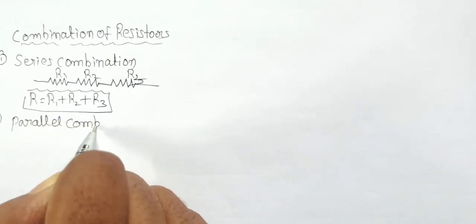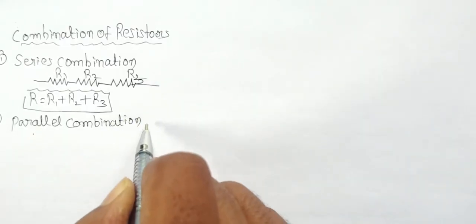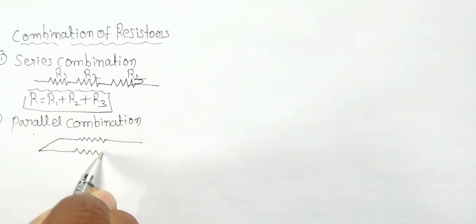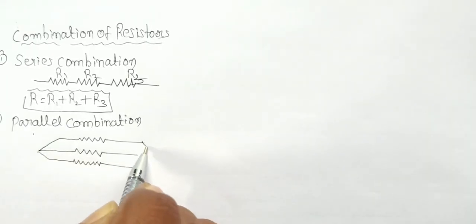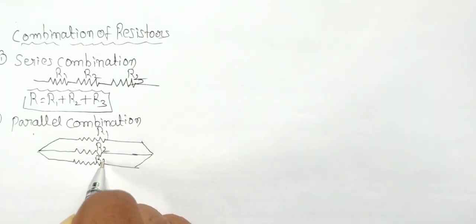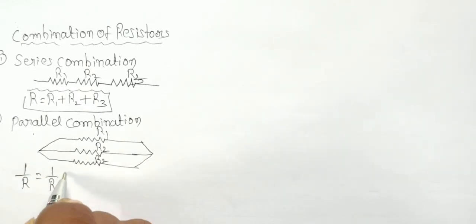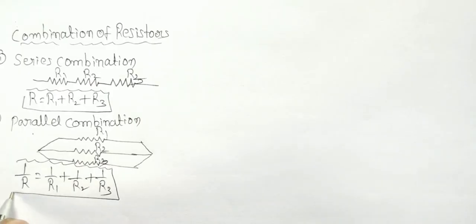Now the parallel combination. If you take three resistors, R1, R2, R3, then we get the formula 1 by R is equal to 1 by R1 plus 1 by R2 plus 1 by R3. This is the parallel combination formula.